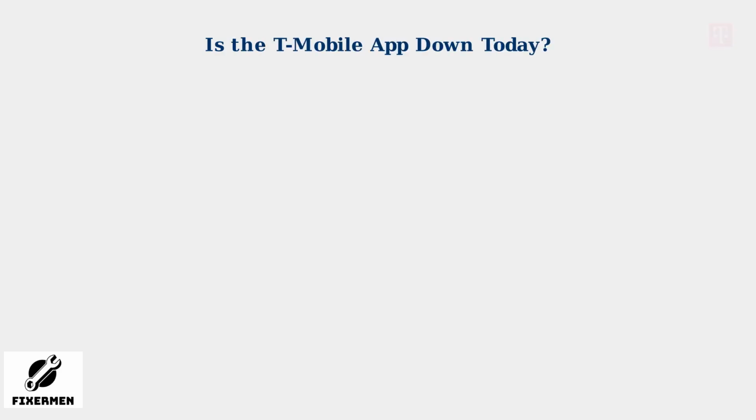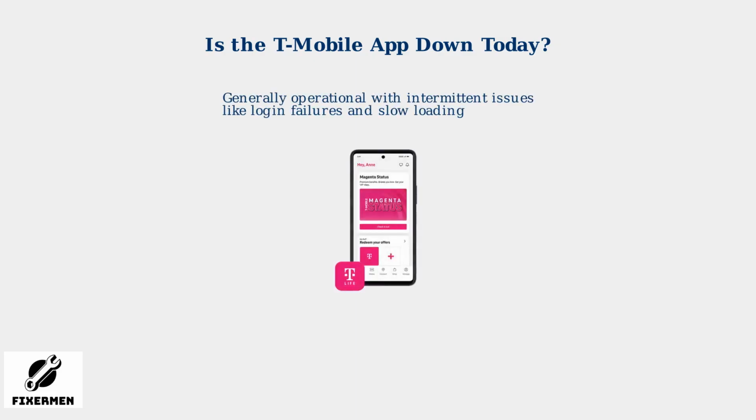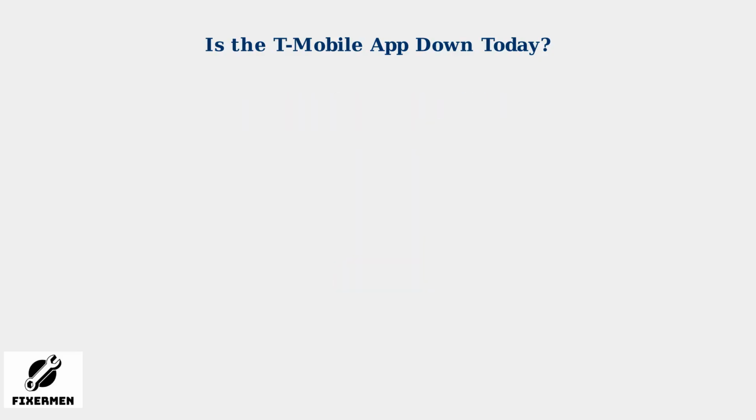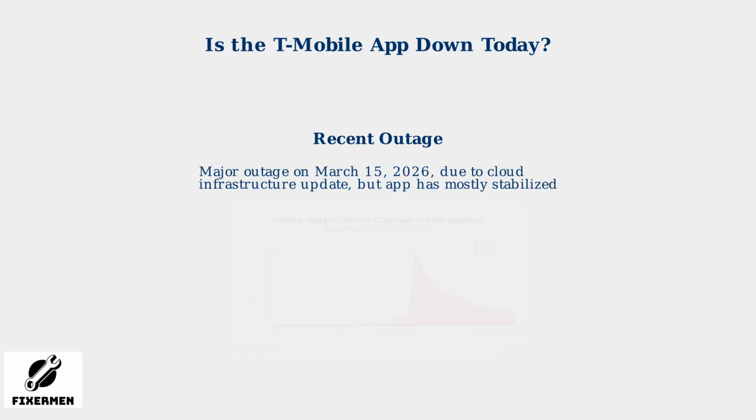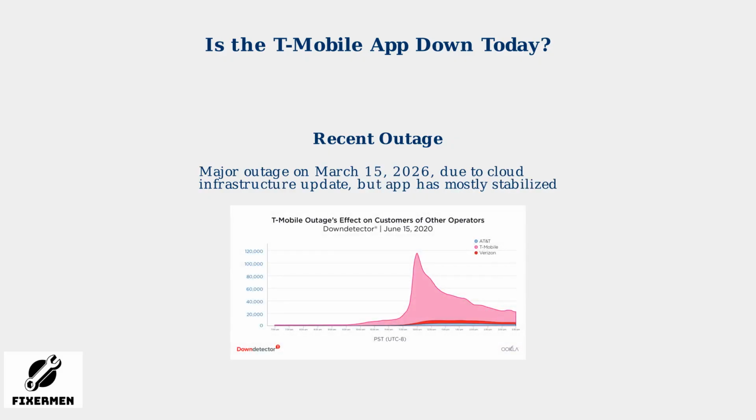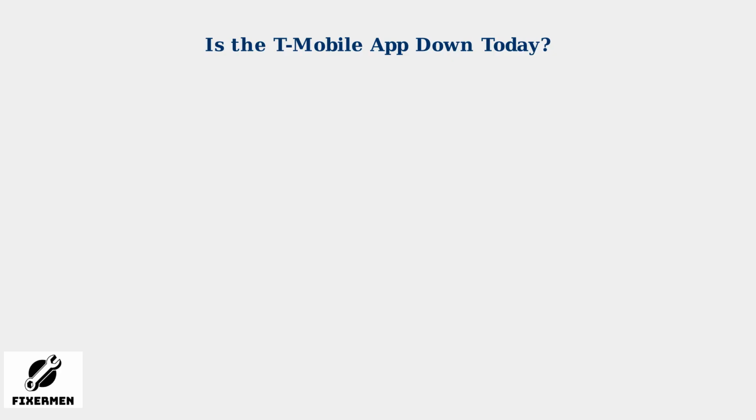As of March 31st, 2026, the T-Mobile My Account app is generally operational. However, some users are still experiencing intermittent issues like login failures and slow loading. A major outage occurred recently on March 15th, 2026, due to a cloud infrastructure update, but the app has mostly stabilized since then. Check T-Mobile's status page or Downdetector for real-time updates if you're having problems.